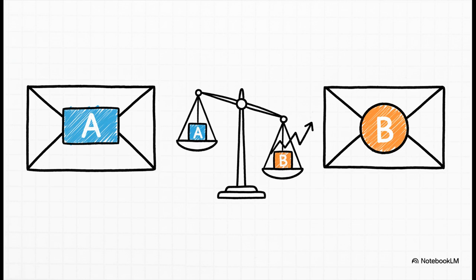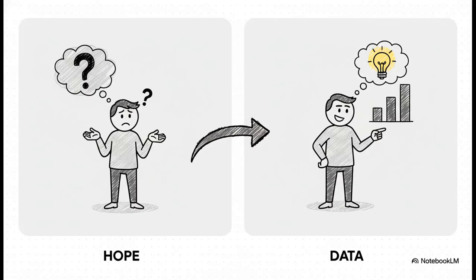Okay, so you've designed what you think is a great CTA, but how do you know it's the best one? Well, you don't guess, you test. A/B testing is your secret weapon for making decisions based on data, not just a hunch. And this slide really says it all, doesn't it? Are you just crossing your fingers and hoping for the best, or are you actually using data to know what works? A/B testing is what moves you from guessing to knowing.